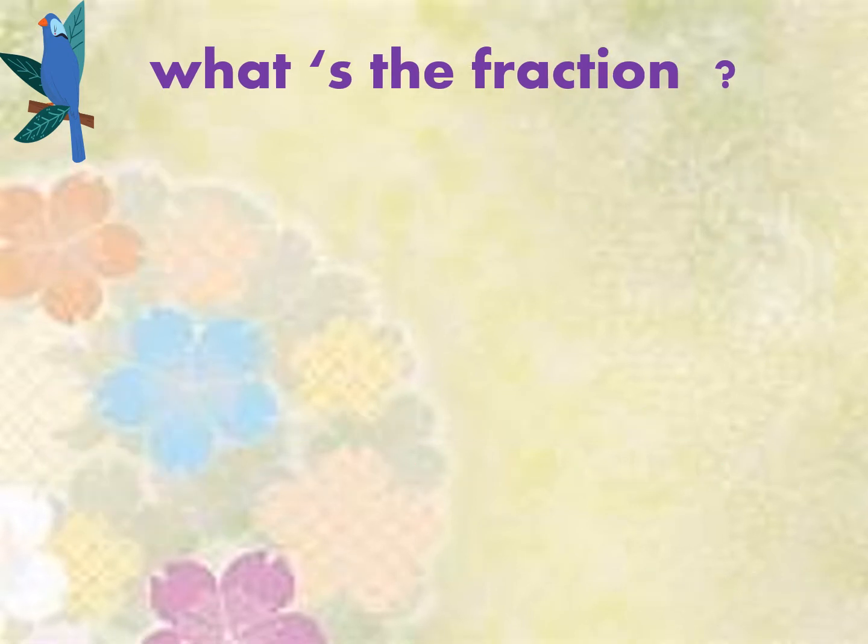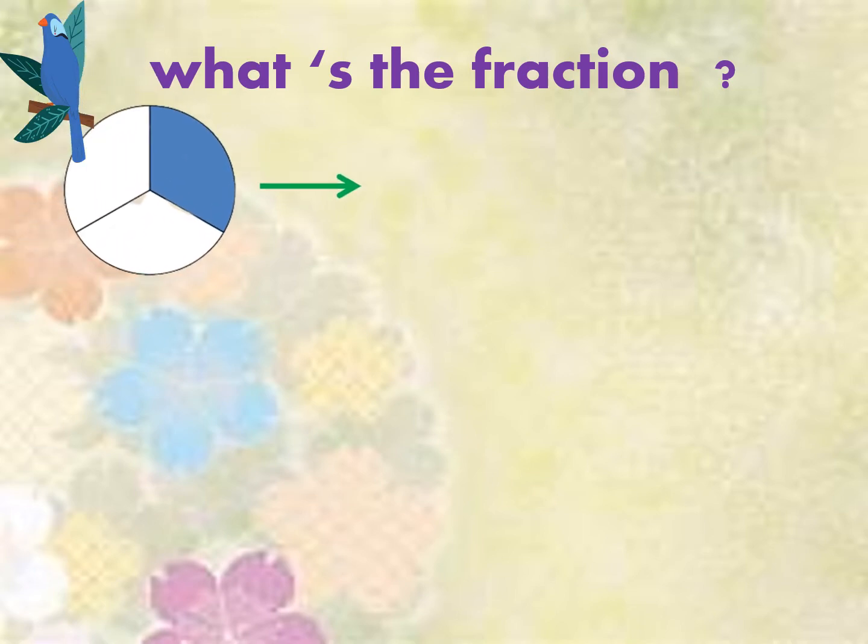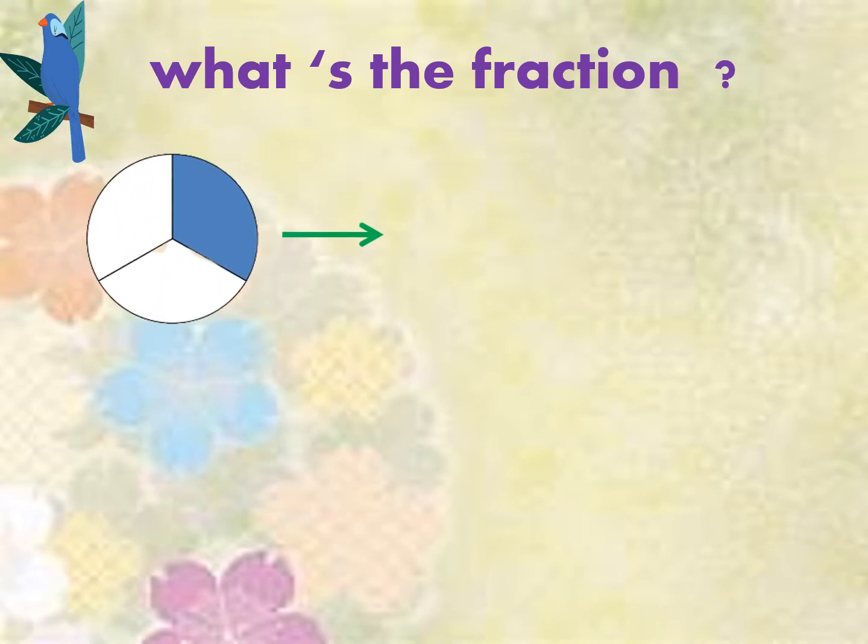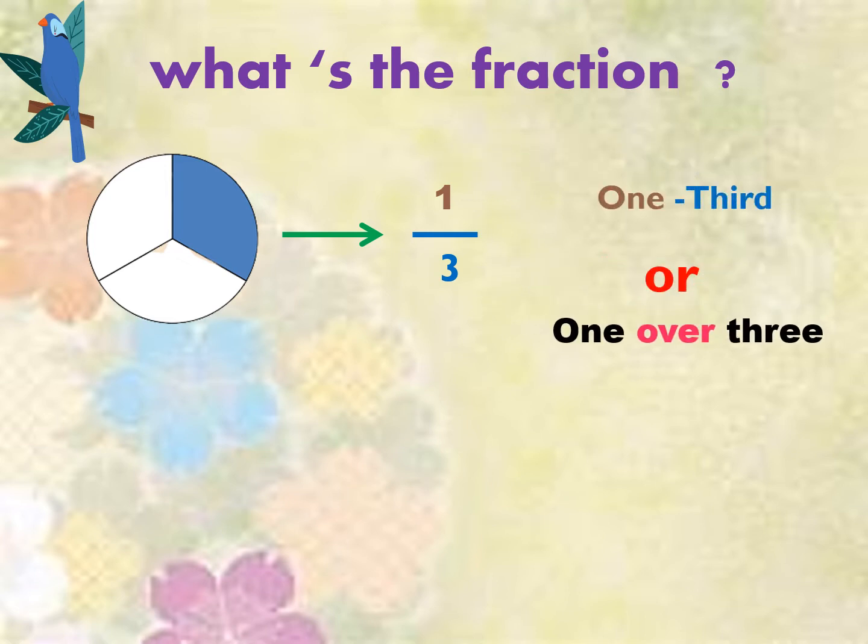What is the fraction? It is the number of the colored parts over the total parts, colored and not colored. Here I have a circle divided into 3, right? So I have 1 part colored, and how many total parts? 1, 2, 3. So I will write 1 over 3, 1, then a dash, then 3. And this is called the fraction 1/3 or 1 over 3.